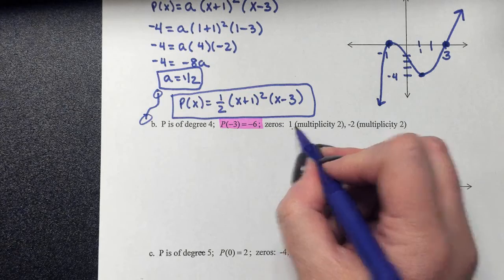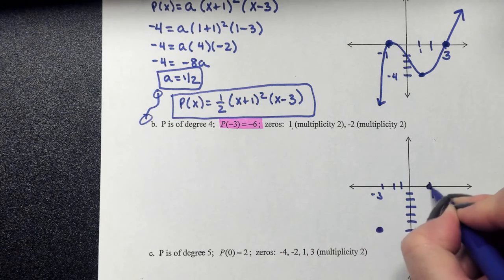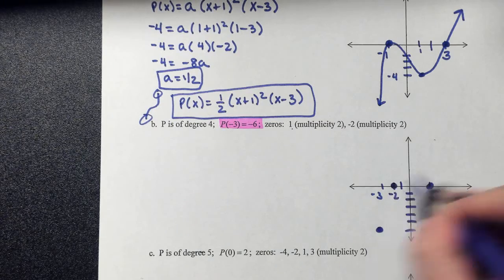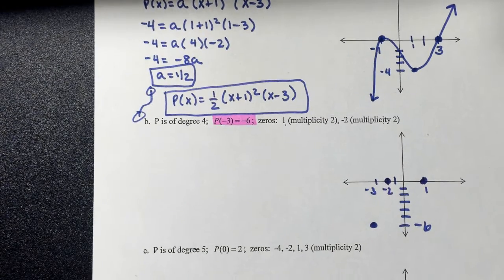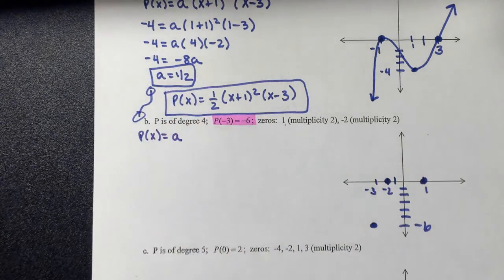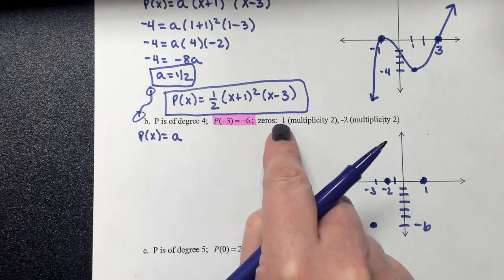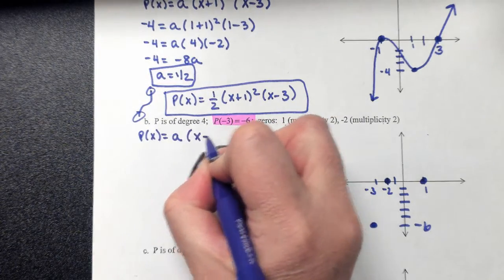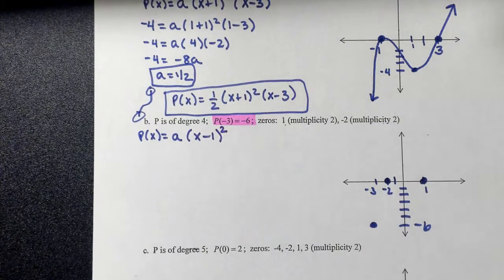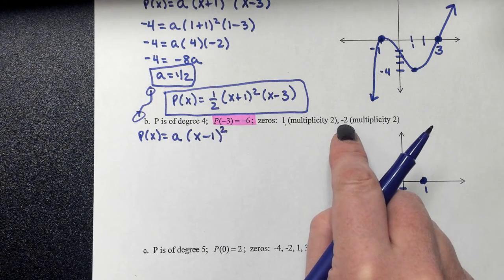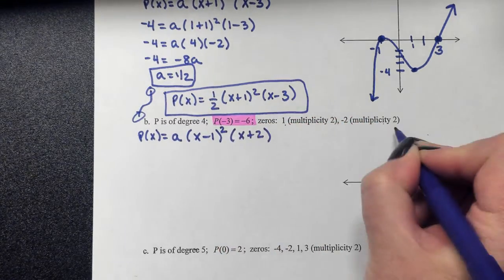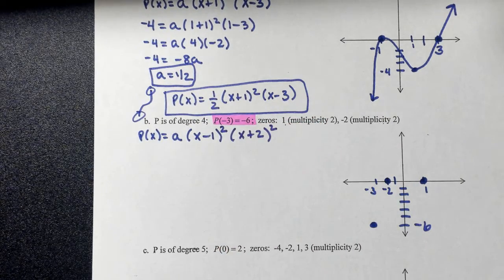They're telling me I have a 0 at 1, and my multiplicity is 2, so I know it's going to touch. At -2, I also have a 0 that's also going to touch. So in factored form, again, I don't know what that leading coefficient is, but since my 0 is 1, I know my factor is x minus 1. The multiplicity is 2, so I know that exponent is 2. I have another 0 at -2, so that means that factor is going to have to be x plus 2. And again, my multiplicity is 2.